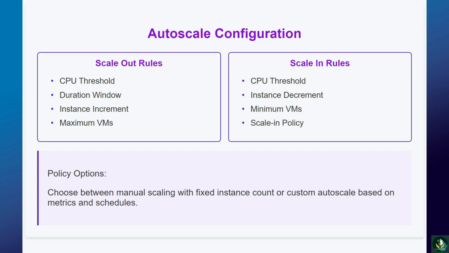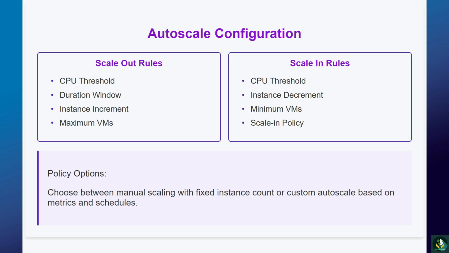Instance boundaries. Minimum VM count sets your baseline capacity. Maximum VM count controls cost and resource limits. Default count is the starting point for scaling operations. These boundaries create a safe operating range for your auto-scaling operations. Let's look at how to configure scale-out rules.